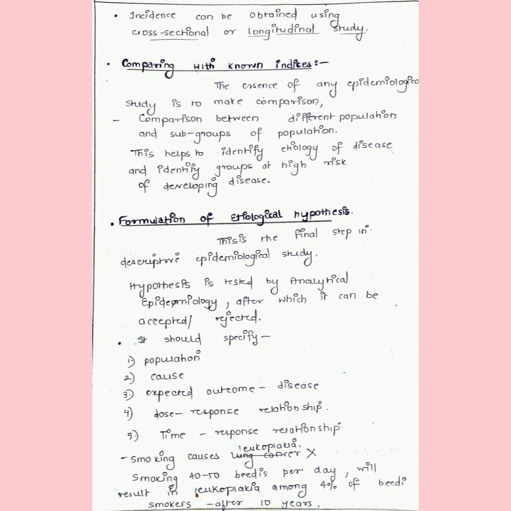After we have formulated this hypothesis, we put it to test in the analytical study that again has two types, case control and cohort, that we will be learning in the subsequent videos. But for now, the most important thing about a descriptive study is we find an association between the risk factors or the characteristics of an individual with the disease, and then we put it to test in the analytical study. It is the analytical study which decides whether to accept or reject it. So in the next video, we'll discuss the analytical study, case control and cohort study.